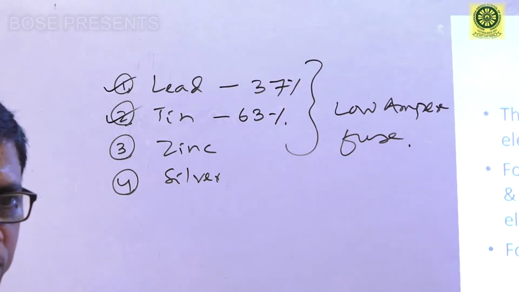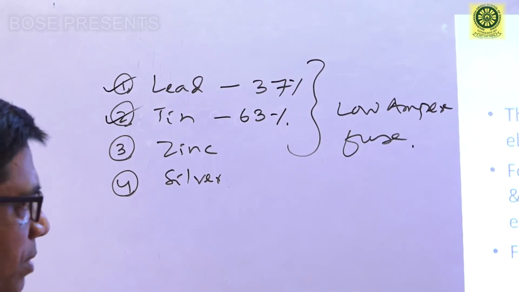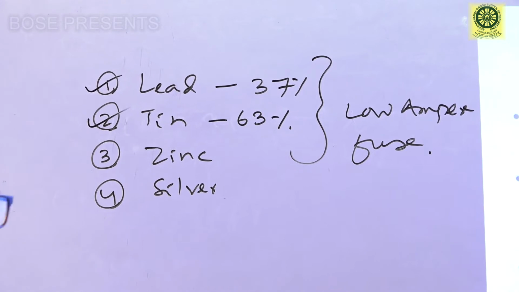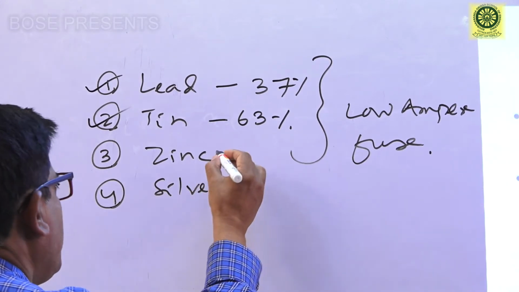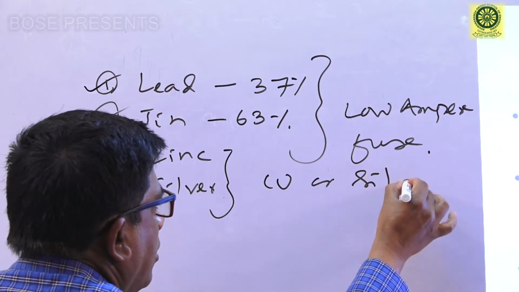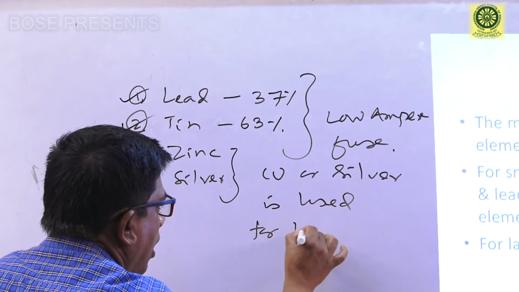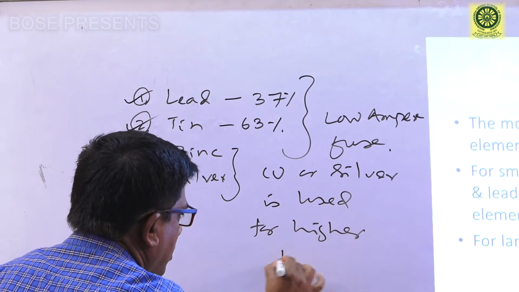For higher fuse rating, that is up to 20 ampere, 30 ampere, 40 ampere or 50 ampere, we are using copper or silver. Zinc also you can use. Copper or silver is used for higher fuse element.